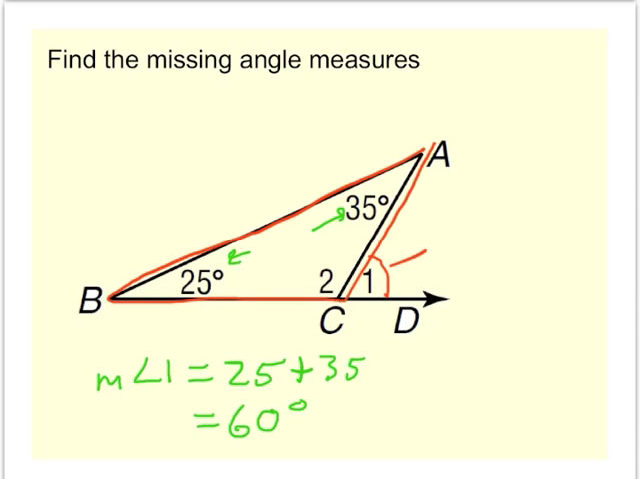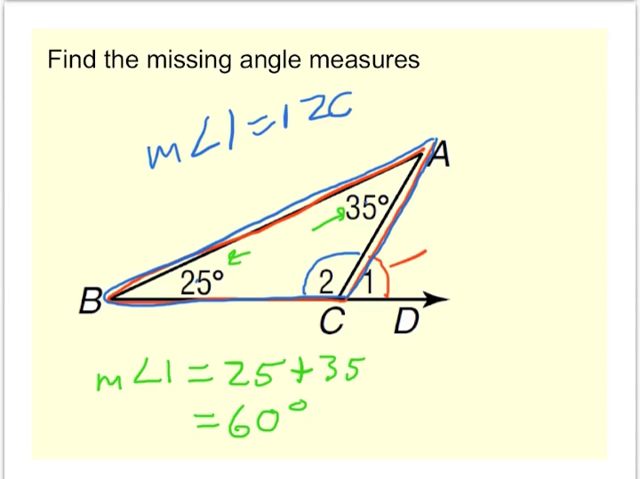Lastly, we need to find angle 2. And angle 2, well, there are different ways to go about finding it. One possibility is to look at triangle ABC, using the triangle sum theorem. The 3 angles have to add up to 180, so 25 plus 35 plus angle 2 has to add up to 180. So that's one way to get the fact that the measure of angle 2 is 120.